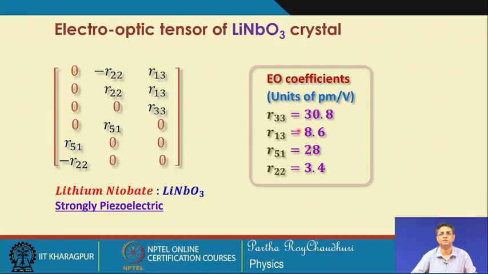Electro-optic coefficients, I have already provided in the table: R33 is around 30.8, R51 is 28, R13 is 8.6, R22 is 3.4. So, these are many times more than the ones we have discussed in the earlier cases like ADP, KDP. So, these values are really useful for lowering the half voltage and for switching of the modulator.